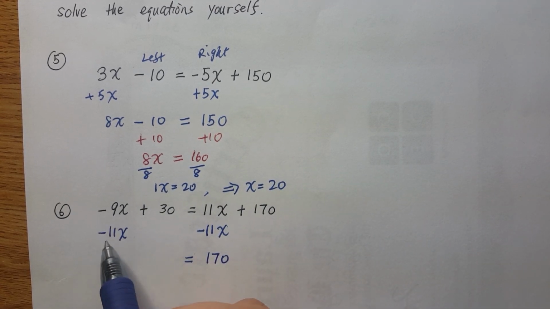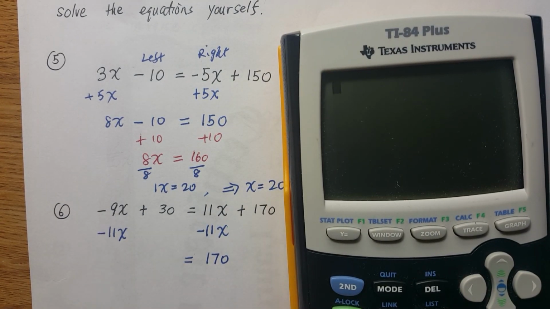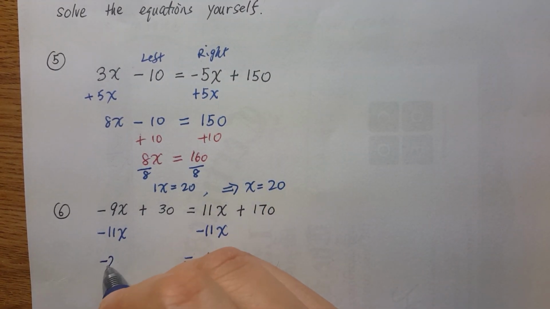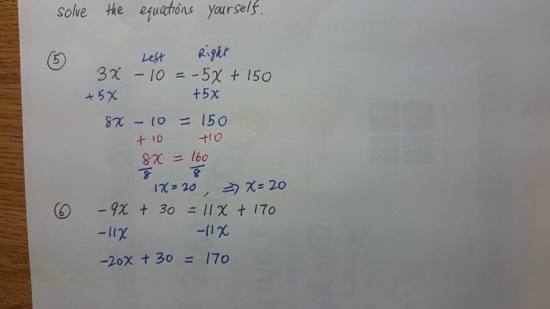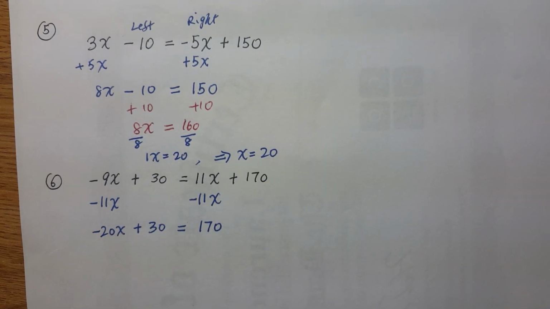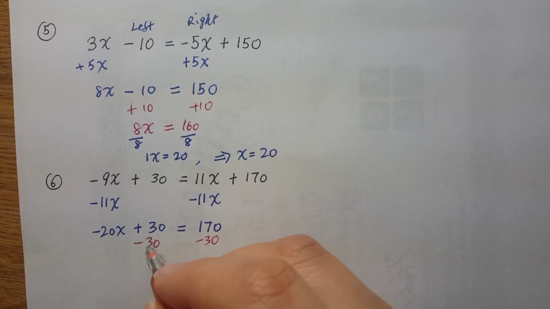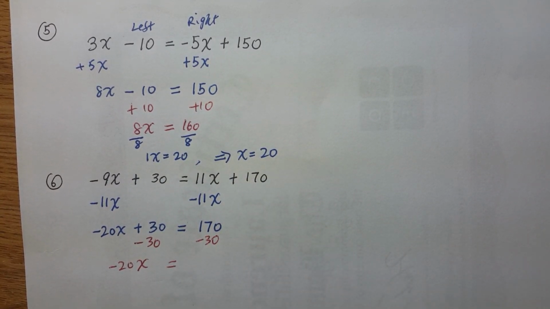Negative 9x minus 11x. So I'm going to use a calculator. The first sign I have to use a negative symbol. Negative 9 minus 11. So negative 20. So we have negative 20x, and you bring down plus 30. We want to make the plus 30 disappear, so we're going to do minus 30 and minus 30. So this is gone, so we have negative 20x left over, equal sign.